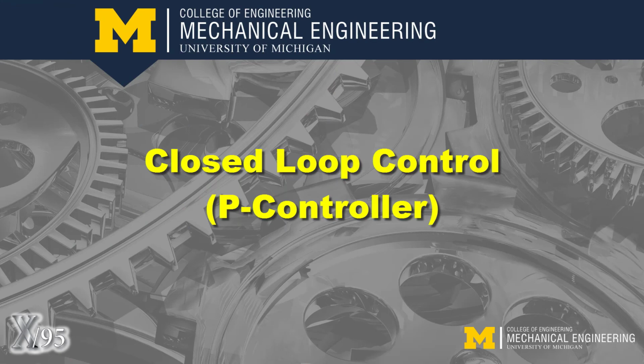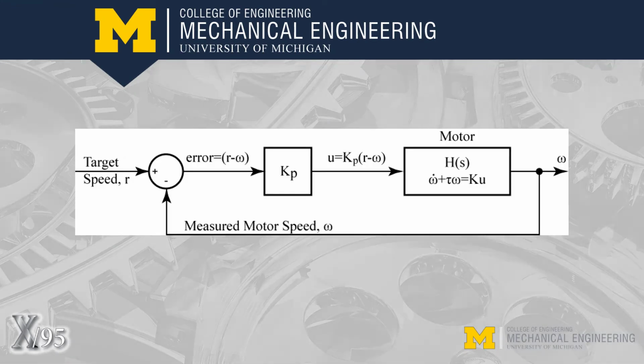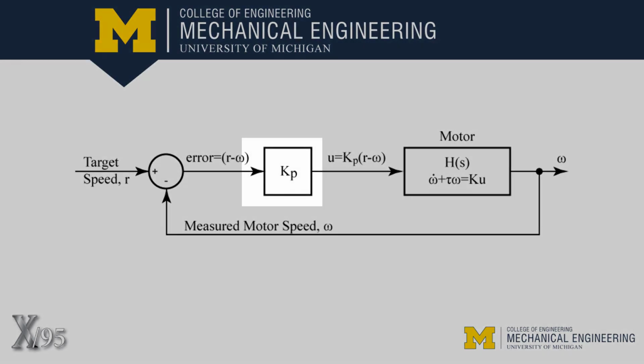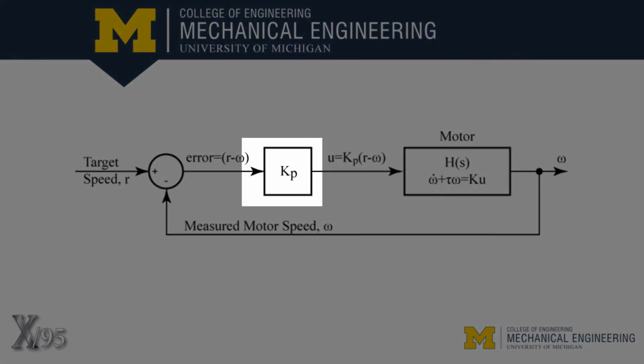Now let's look at a simple closed-loop proportional controller, or P controller. Target speed is the primary input. You'll need to determine the optimal proportional gain for the system.